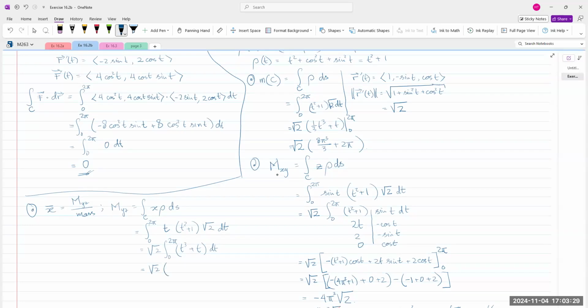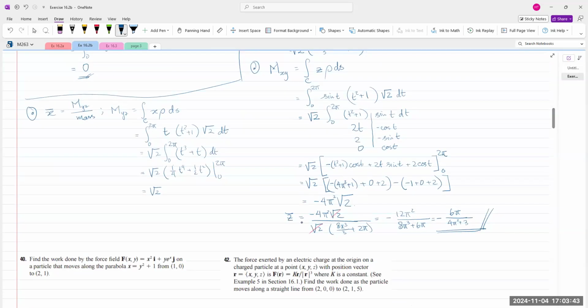That's square root of 2 times 1/4 t to the 4th plus 1/2 t squared from 0 to 2 pi. What will this be? That's 4 pi to the 4th. Is it right? 16 divided by 4. Yeah, 4 pi to the 4th plus 2 pi squared. I can factor the 2 pi squared. 2 square root of 2 pi squared. That will be 2 pi squared plus 1.